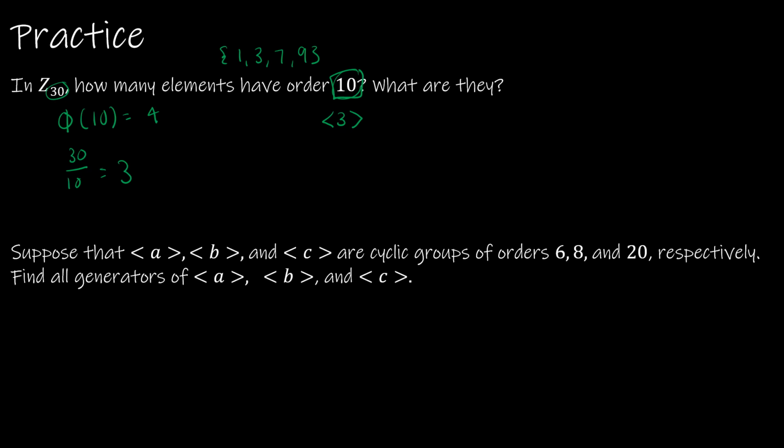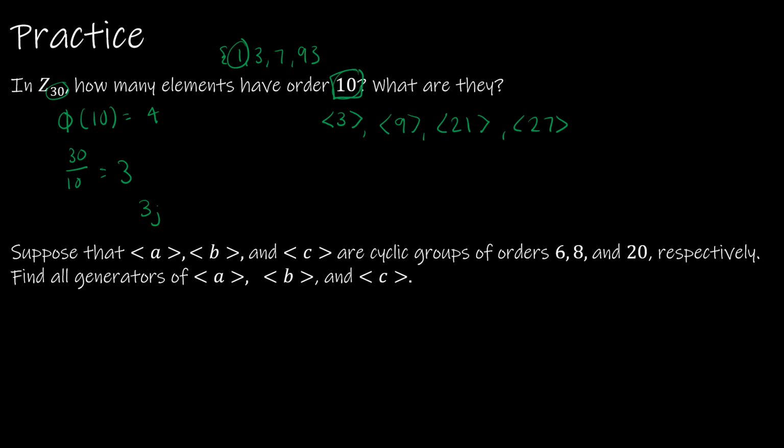And the rest are in the form 3j, where again, j is relatively prime to 10. So 3 times 1 is 3. 3 times 3 is 9. 3 times 7 is 21. And 3 times 9 is 27.